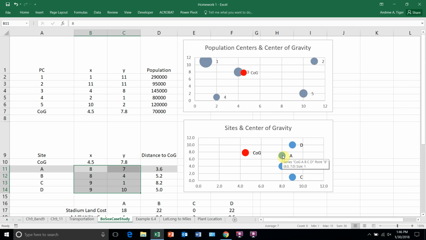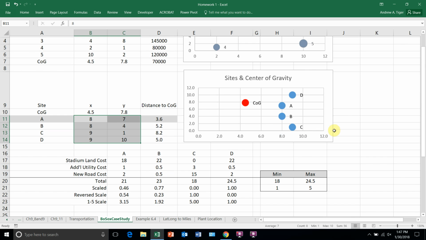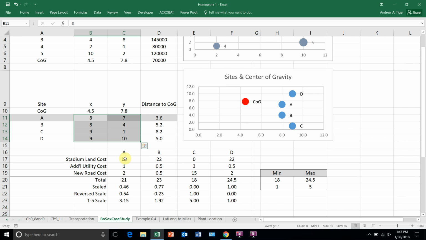Question 2, where they want you to use a weighted scoring model. So this is where we're going to use our multi-criteria and decide. And we've got 2 different types of data. First of all, we have cost data. They give us for each of these 4 locations the stadium cost, the utility, and road development. These are the total costs.